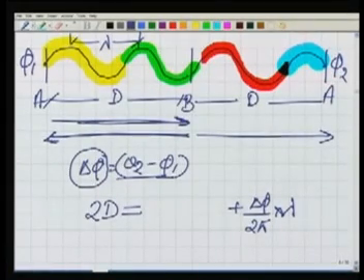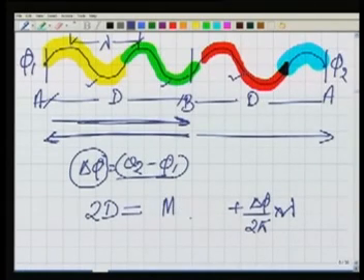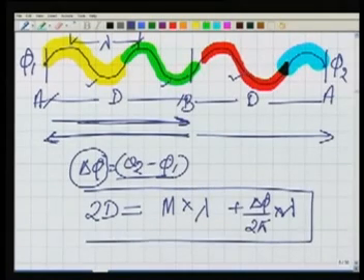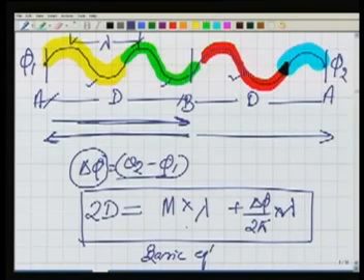So, we do not know anything so far about how many of these full wavelengths there are. So, what can we do? We can write, if there are m number of full wavelengths, the distance can be written as m into lambda, of course, because lambda is the wavelength, plus whatever distance we are getting because of the phase difference. So, that is the basic equation.